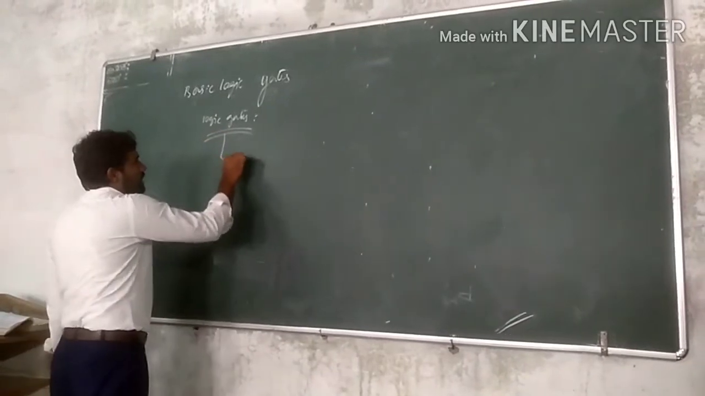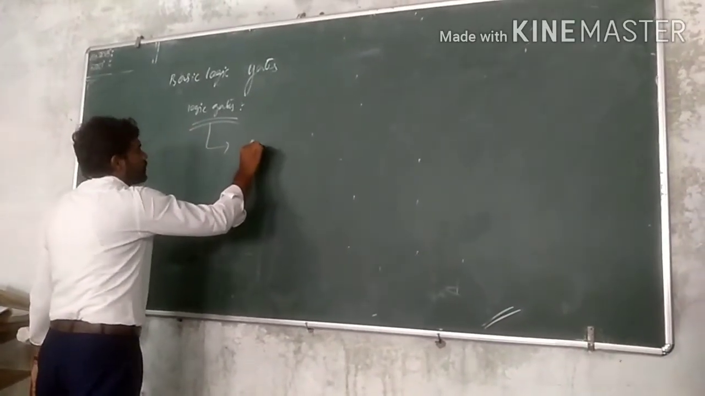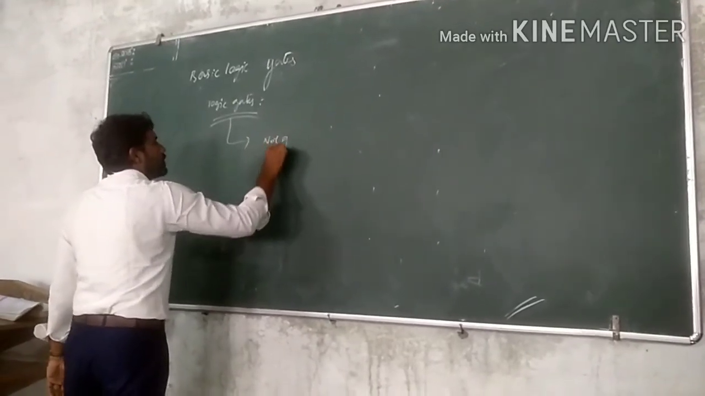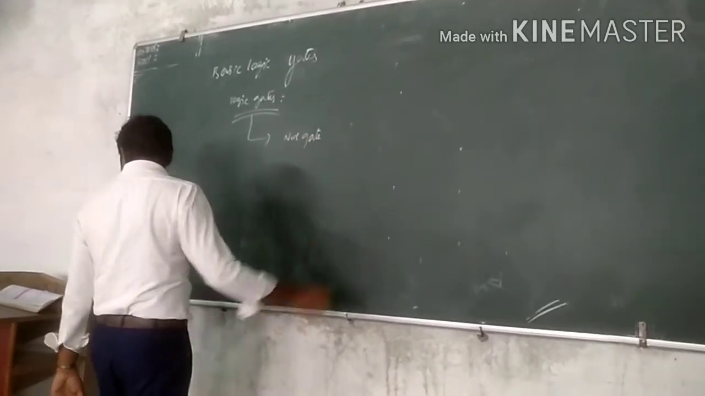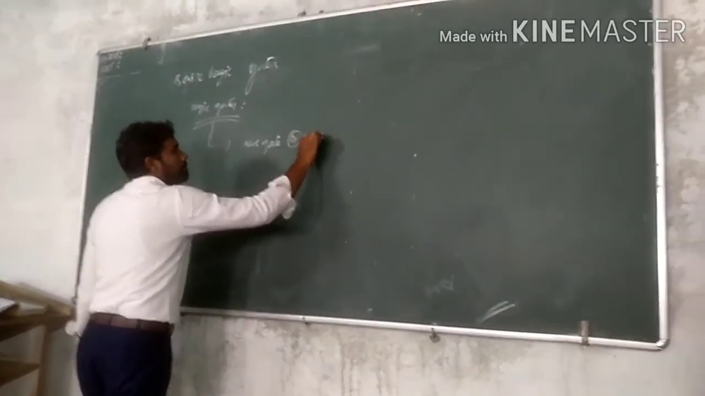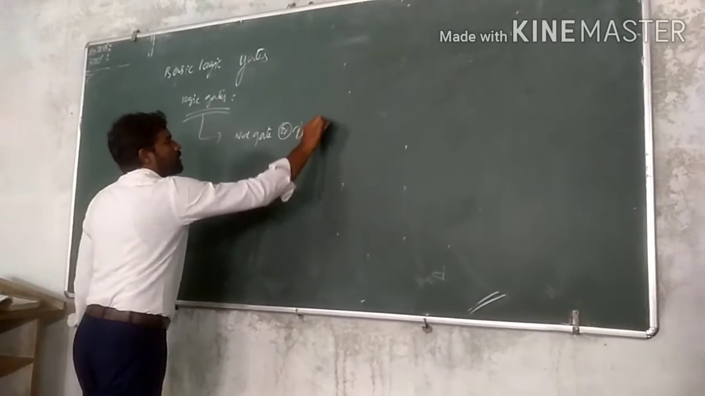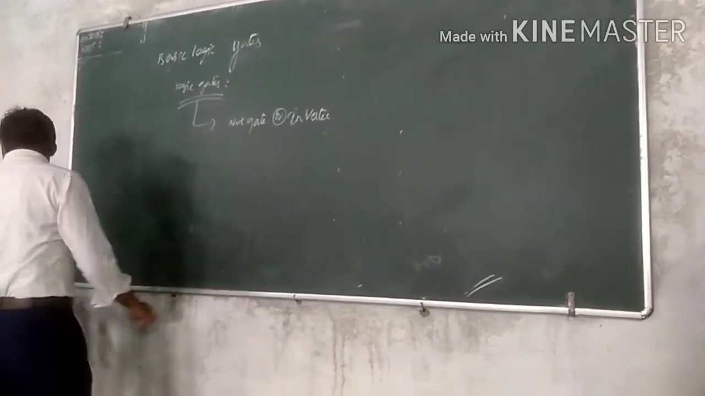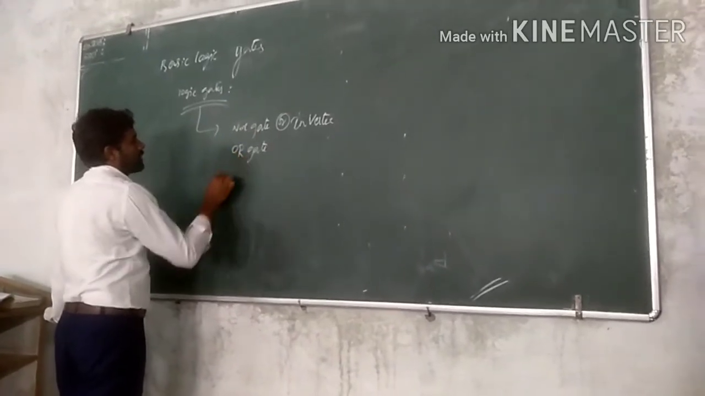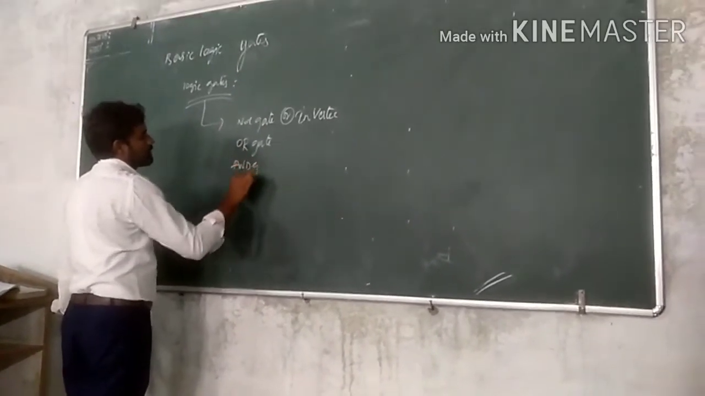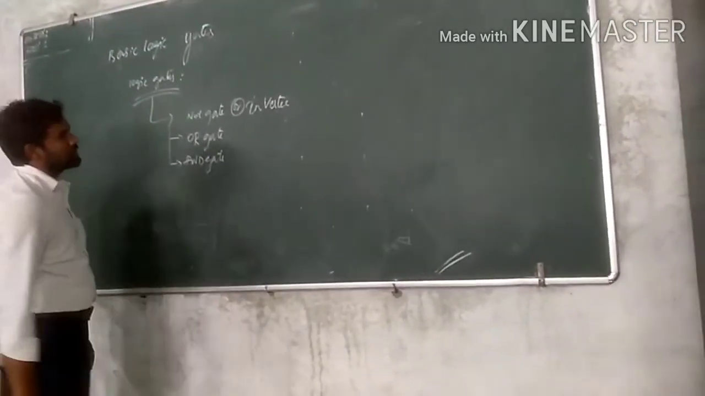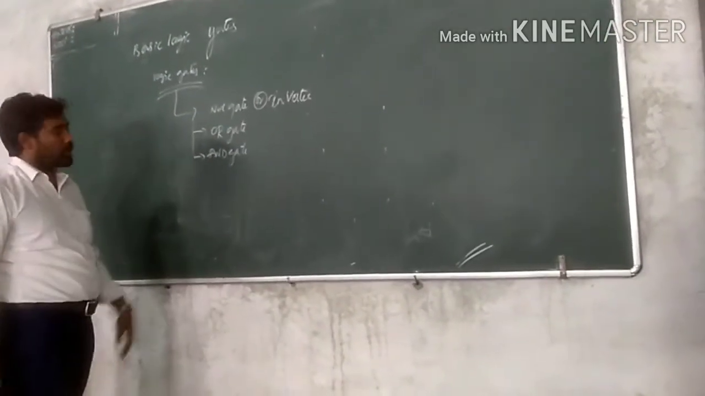Generally the logic gates are of three types. One is the NOT gate, or sometimes we say it is an inverter. The second one is the OR gate, and the AND gate. These are the three types of gates present in the basic logic gates.